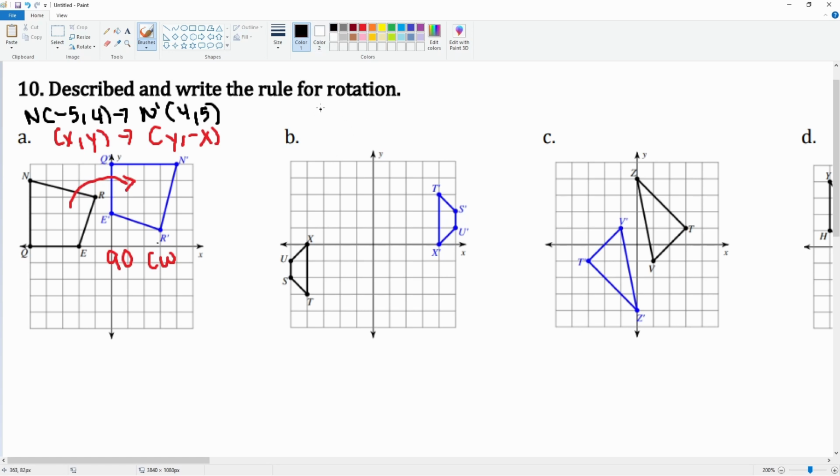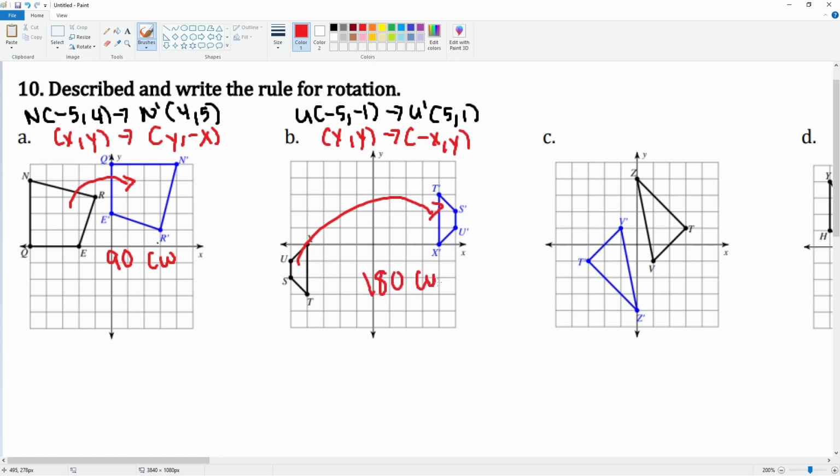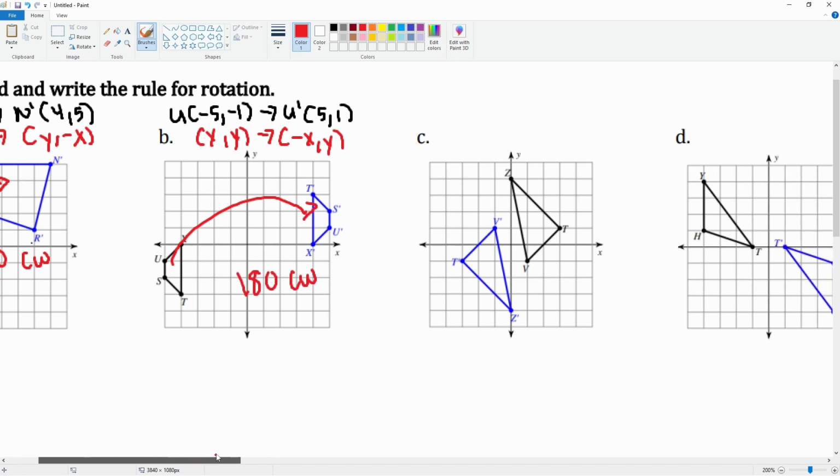Let's grab U. U was (-5, -1). It undergoes a transformation to make U prime, which is (5, 1). So, oh, hey, look, the points just changed signs. So (x, y) just became (-x, -y). So that is a 180 clockwise or counterclockwise rotation.